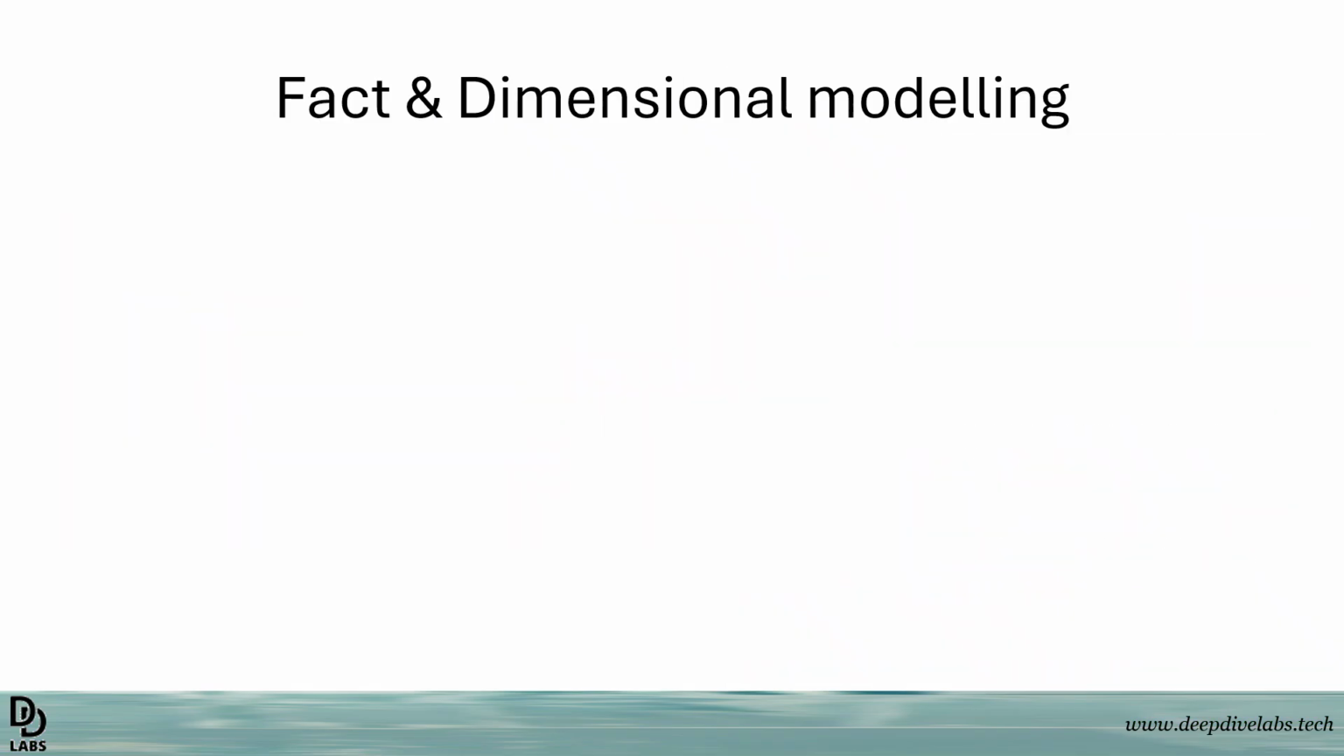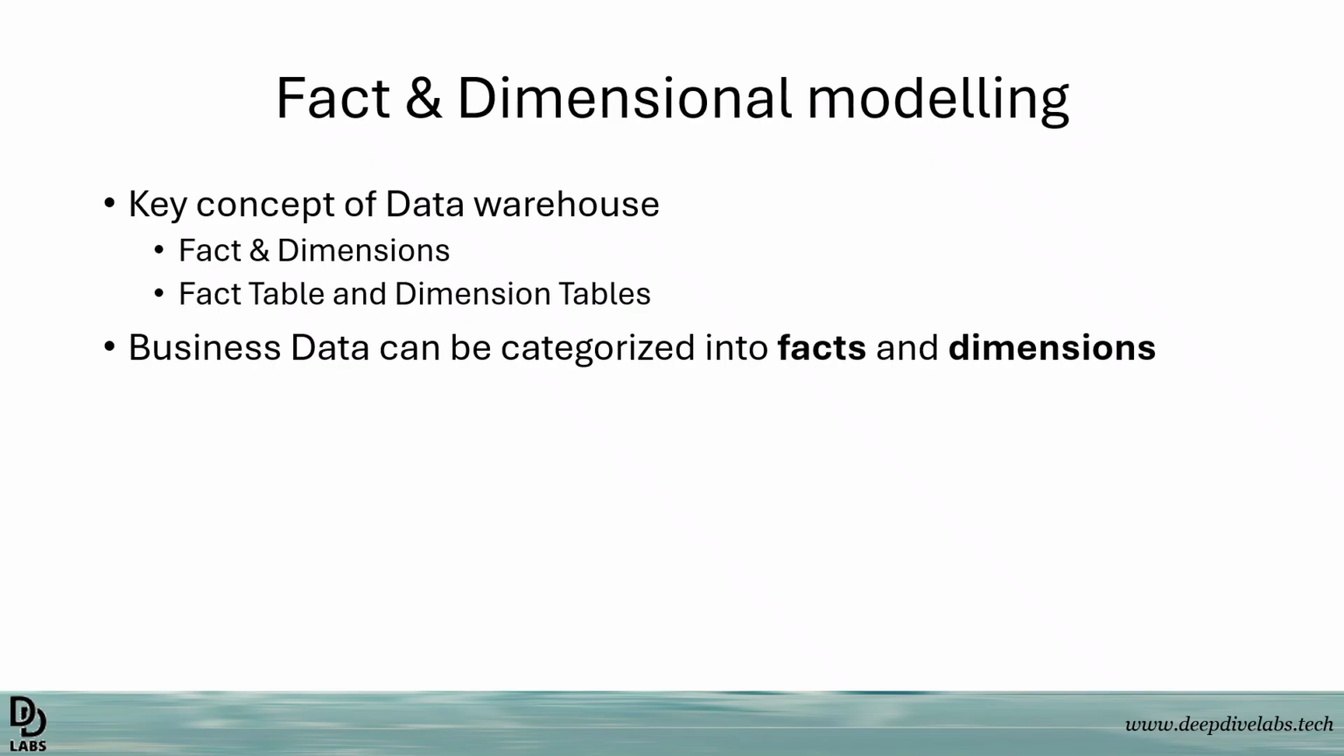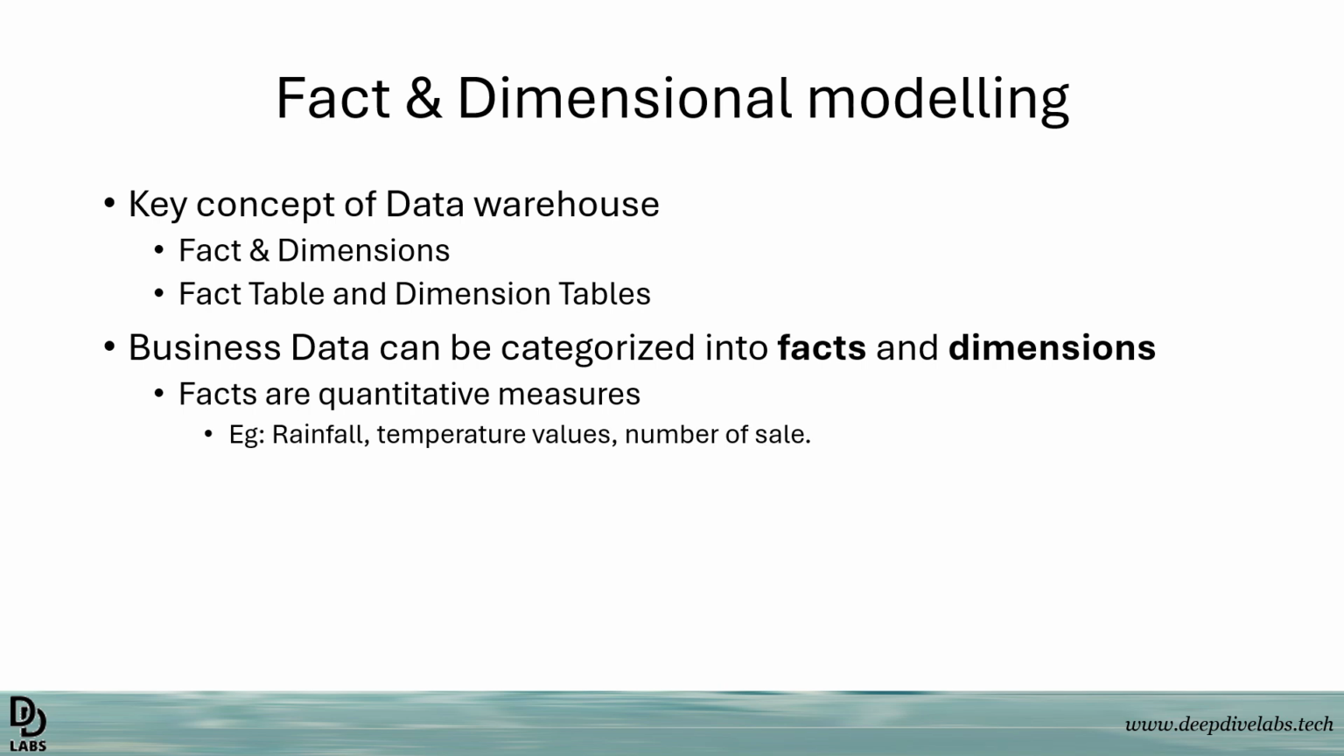Facts and dimension modeling is a very key concept of data warehouse architecture. So it's important to understand what are facts and dimensions, and what is a fact table and a dimension table. Business data typically can be categorized into facts and dimensions. Facts are quantitative measures. Typical examples are temperature values, the number of sales, the bill amount, rainfall in millimeters, etc. These are quantitative measures, which are essentially facts, which are important for your business process.